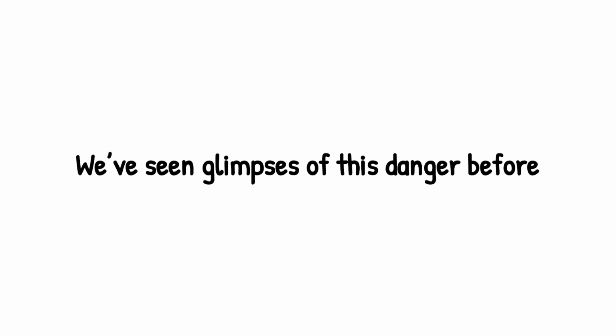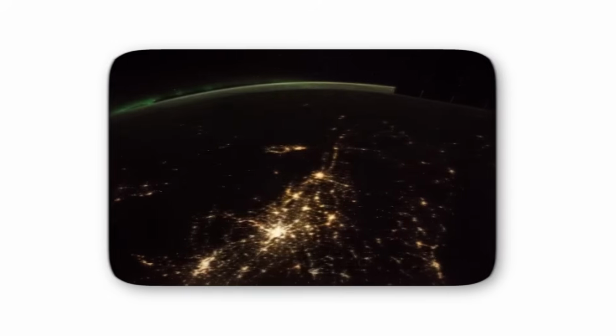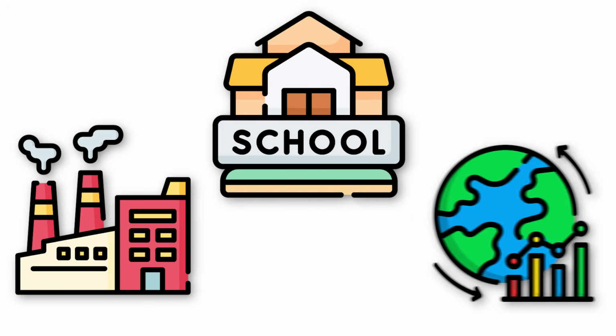We've seen glimpses of this danger before. In March 1989, a geomagnetic storm linked to powerful solar activity plunged the entire Canadian province of Quebec into darkness for 9 hours. Millions of people sat in a blackout, factories stopped, schools closed, and the economy took a massive hit, all thanks to the sun. And that wasn't even the strongest flare possible.